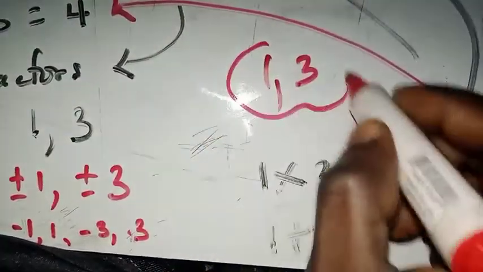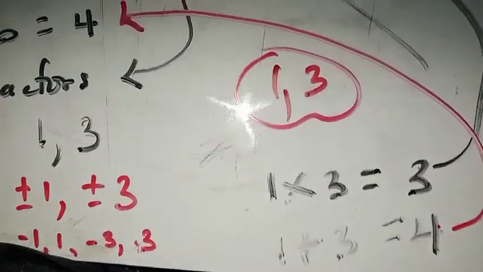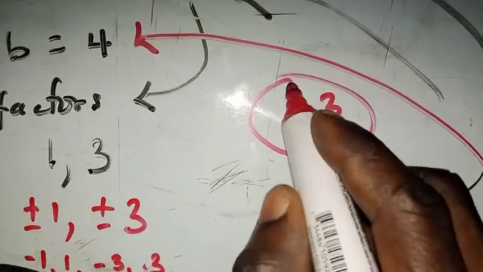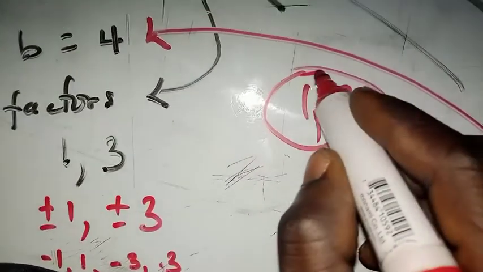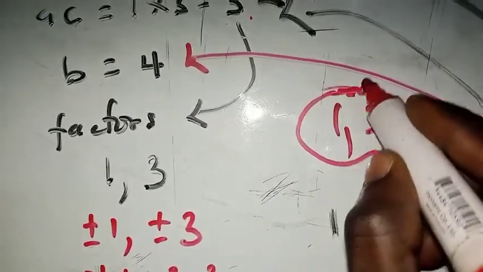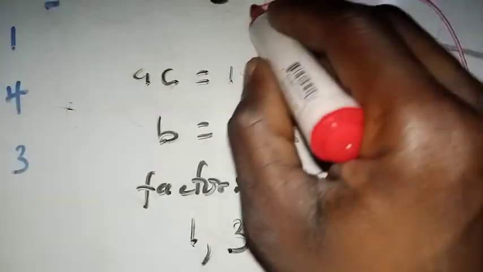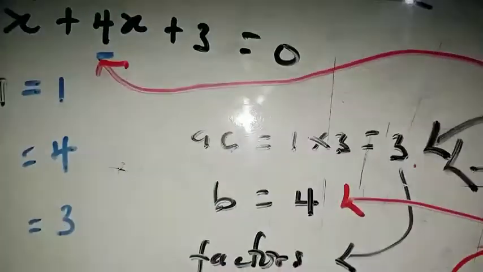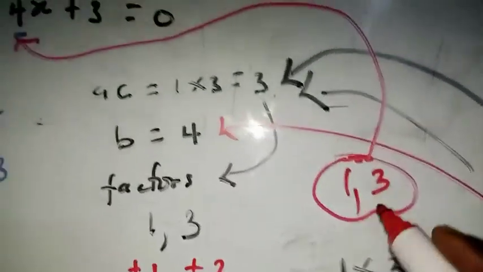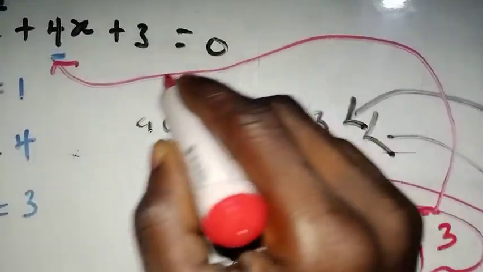So these are the two factors that we are going to use here. Now, if you have these two, the next step is to use these two numbers to replace only the B, right? So only the B here. What is the value of the B here? B is 4. Is that okay? So we are going to use these two factors to replace the value of the B in our equation.